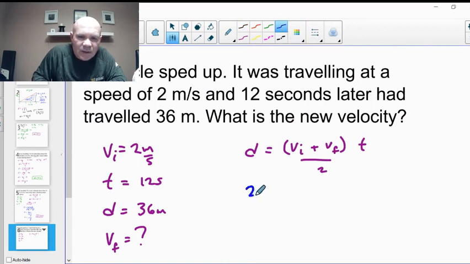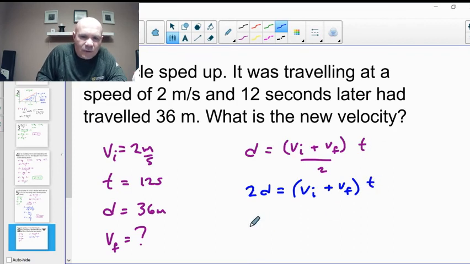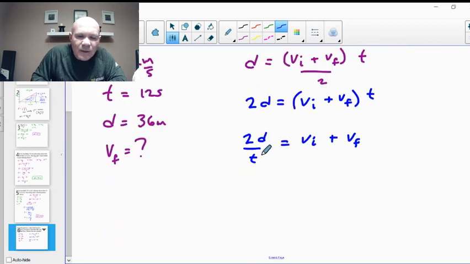So once again, I'm going to get rid of that 2 first. Going to put that over on the other side by multiplying. Once again, if your algebra skills aren't strong, you can watch some algebra videos. Okay, I'm going to get rid of that time. So I'm going to go 2d over time equals my initial velocity plus my final velocity. And now I can subtract the velocity that I have, and that'll give me the velocity I need. So 2d divided by time, subtract my initial velocity will equal the final velocity.